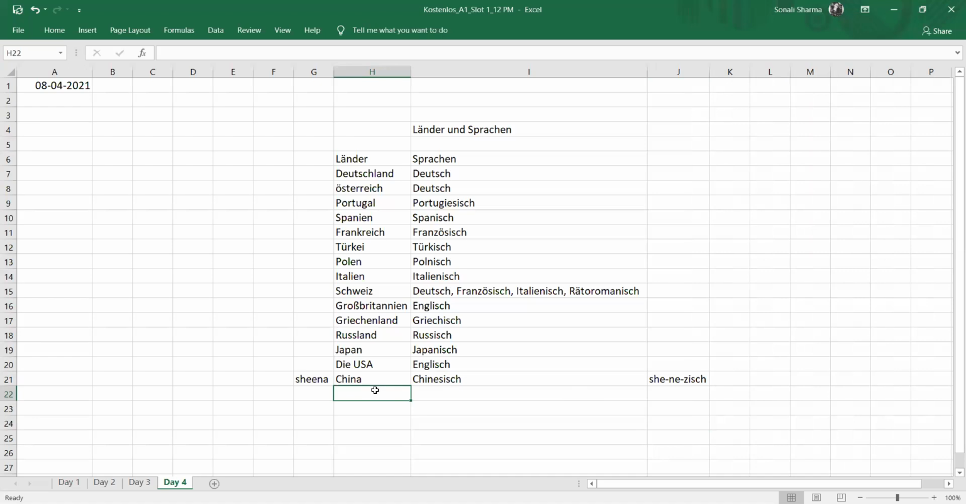Coming to the next country, as this will be the last country we are going to do, and after that we'll learn how to frame sentences in this part. So the next country is Egypt. For Egypt, the word is Ägypten.